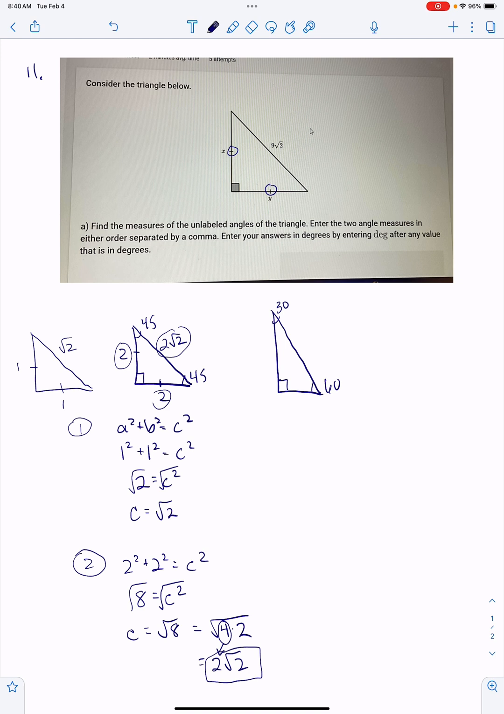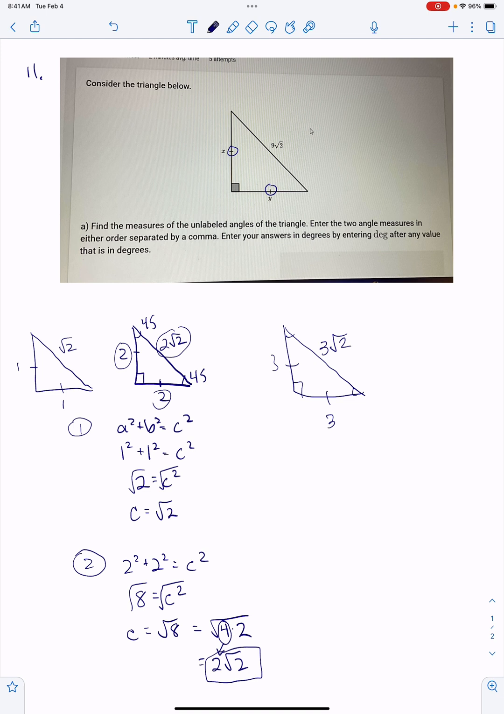If our sides are 3, then what do you think the hypotenuse would be? If our sides are 3, and we've got a 45, 45, 90 triangle, then it's going to be 3 times the square root of 2. And that's how we can predict the sides of these triangles. So special right triangles are cool because you can just predict what it's going to be.